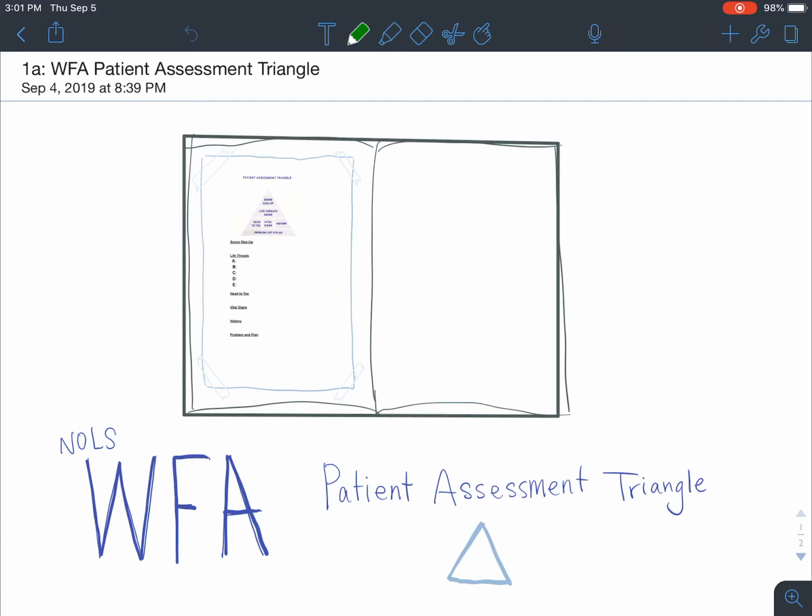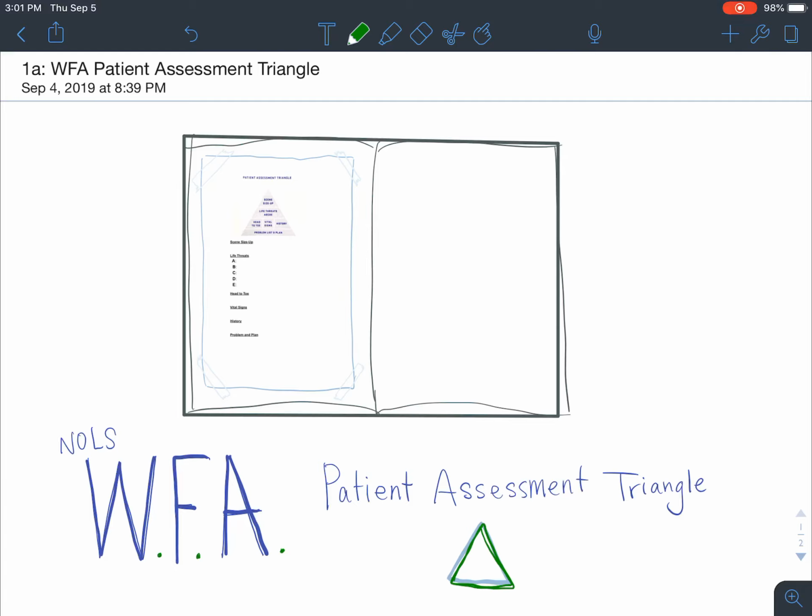What up, fam? I'm going to teach you about the NOLS Wilderness First Aid Patient Assessment Triangle. This triangle will give you the tools you need to help someone, whether it's a friend or just a random person, if you come across them and there's no one else around to help and you can't call an ambulance. You've got to be able to help them the best that you can. So let's think about this.